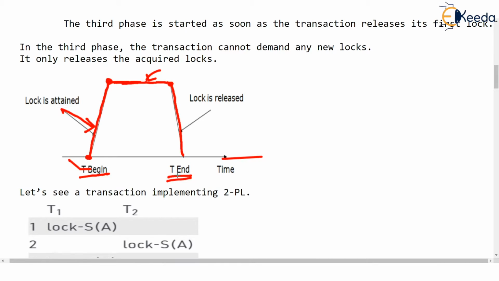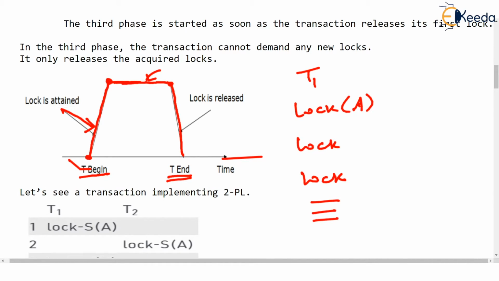So typically you will see a transaction call for lock A, lock B, lock C, I'm writing in short. Once it has done that, it starts operations. It can lock A, then maybe read A. This is of course a shared lock. Once it has acquired an exclusive lock on B, it can write B, and so on.